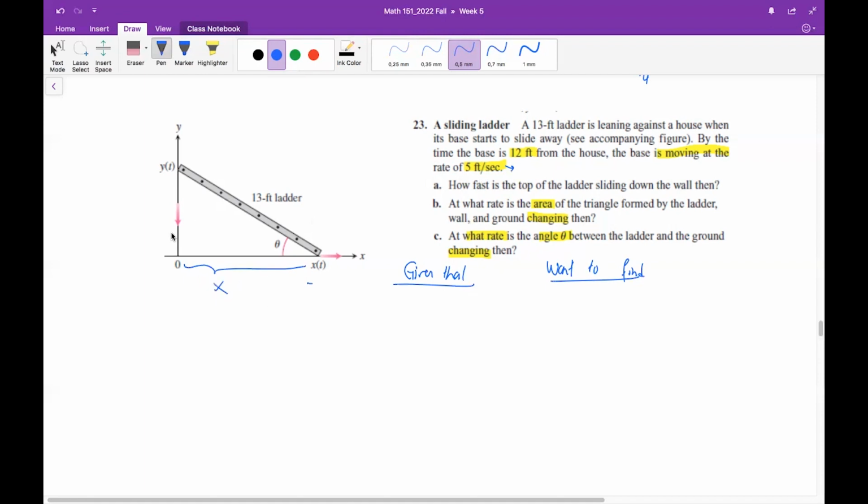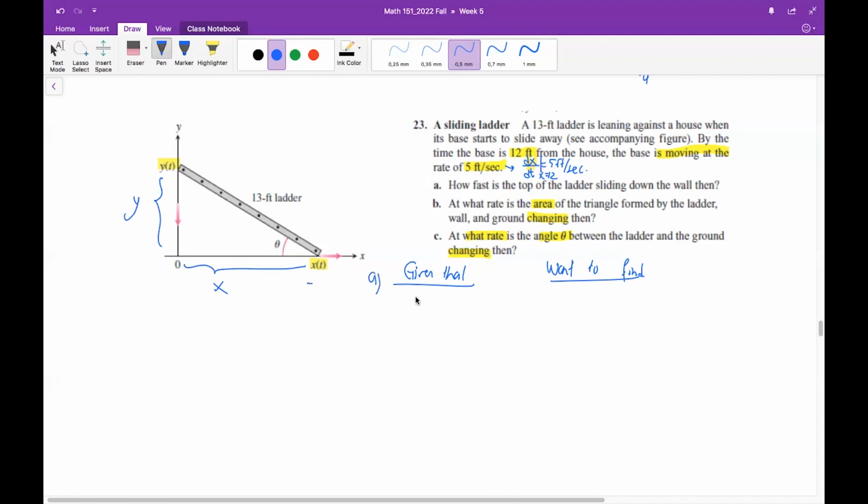You know, this length is denoted by X and this length is denoted by Y. As the ladder slides towards this direction, the base, you can see that Y and X are both functions of time. They are changing in time. And this given quantity is in fact dx over dt. Rate of change of x with respect to time is given as 5 feet over second. And this happens when the base is 12 feet. So when x is 12 feet, the rate of change is given like that.